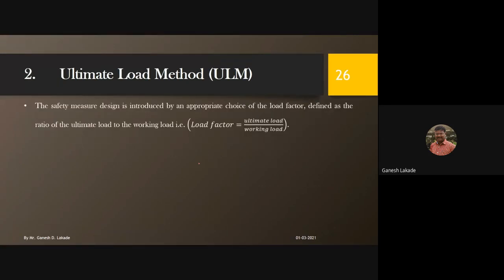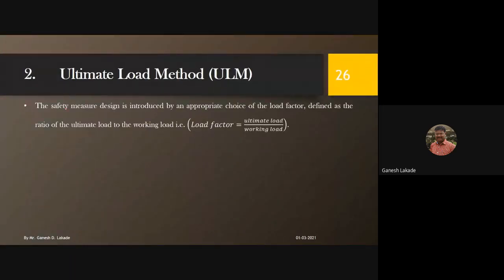Some points regarding the ultimate load method. As we discussed, in the working stress method we used a factor of safety. In the same way, in the ultimate load method there is one more factor, a design factor, called the load factor. It is provided only to achieve the safety measure, which was not considered in the working stress method. Safety of the structure or safety of users was not considered. Whatever stresses develop were considered to develop due to the working load only.